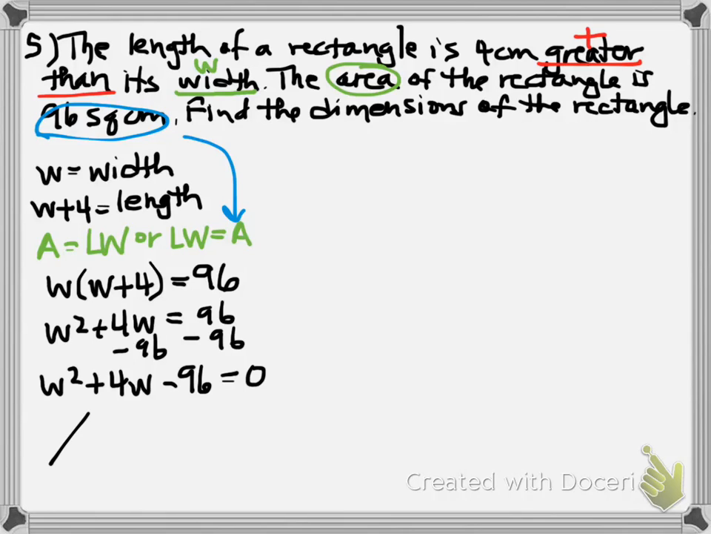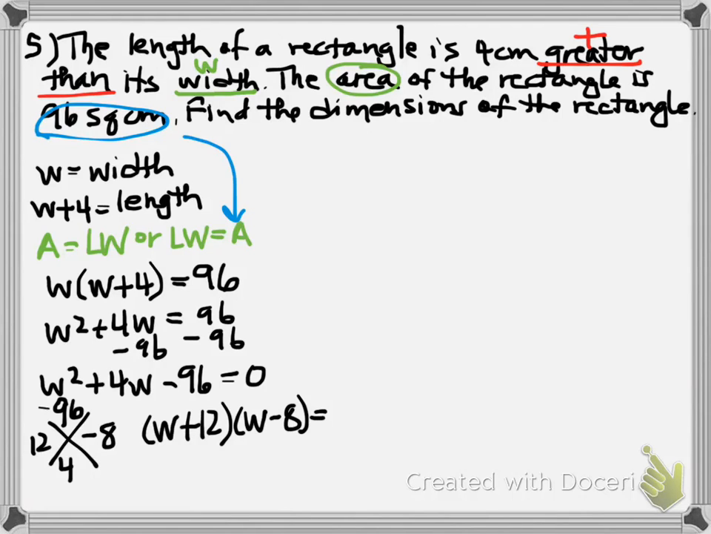Then we're going to go ahead and play the game. Factors of negative 96 that add to give 4 are going to be positive 12 and negative 8. So if you remember the shortcut, because my quadratic coefficient is only 1, then I can say I have w plus 12, w minus 8 equals 0. So this really does save us time. So we're going to take each of those and set them equal to 0 and solve.